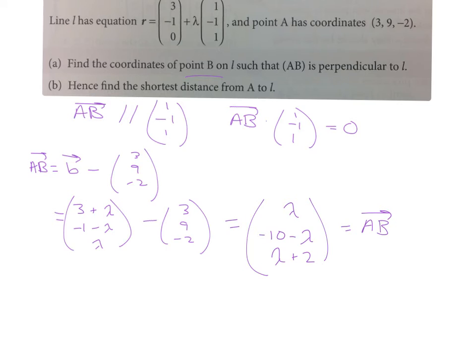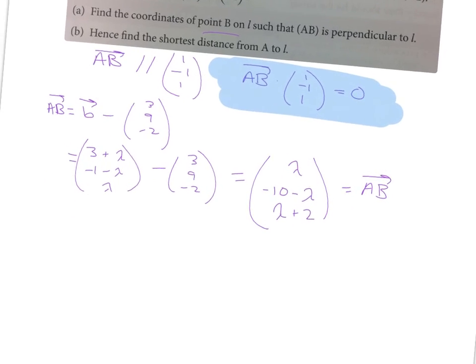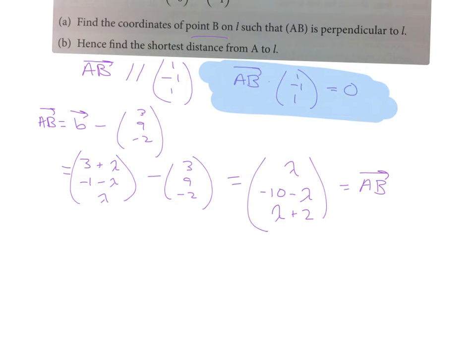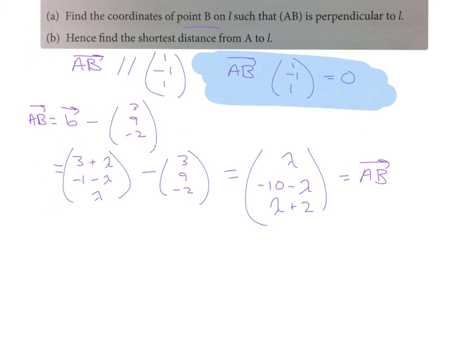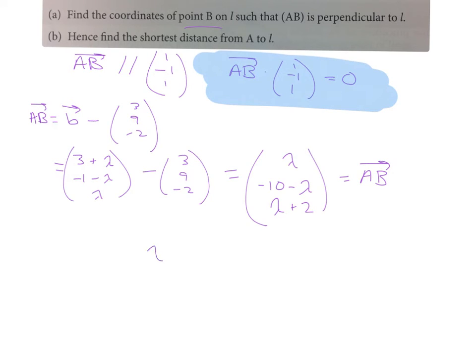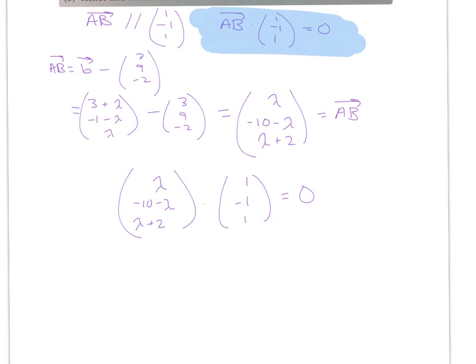Now we know, because we just said it above, that this vector has to be perpendicular to 1, negative 1, 0, which means that the dot product has to equal 0. So for part A, all we have to do is say that this vector AB, which is lambda, negative 10 minus lambda, lambda plus 2, dot product with 1, negative 1, 1 has to equal 0. So that's just some algebra for us to work out.